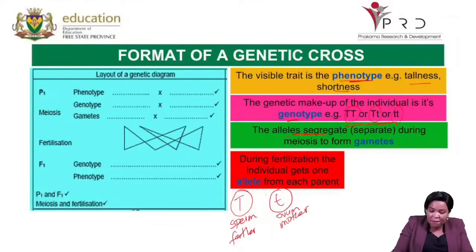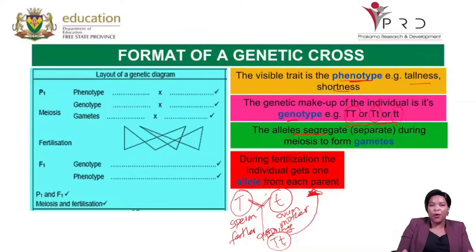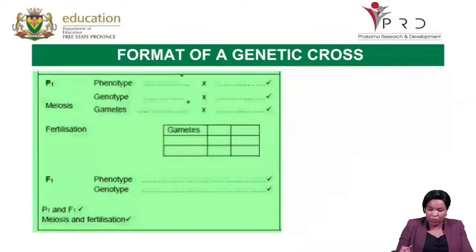Right, so during fertilization, these alleles are going to do what? An individual is going to get one from each parent. Then this offspring from this fertilization is going to have big T and small t. So this is what is meant by this statement above here. So getting one from each parent. So that is how inheritance works according to Mendel.